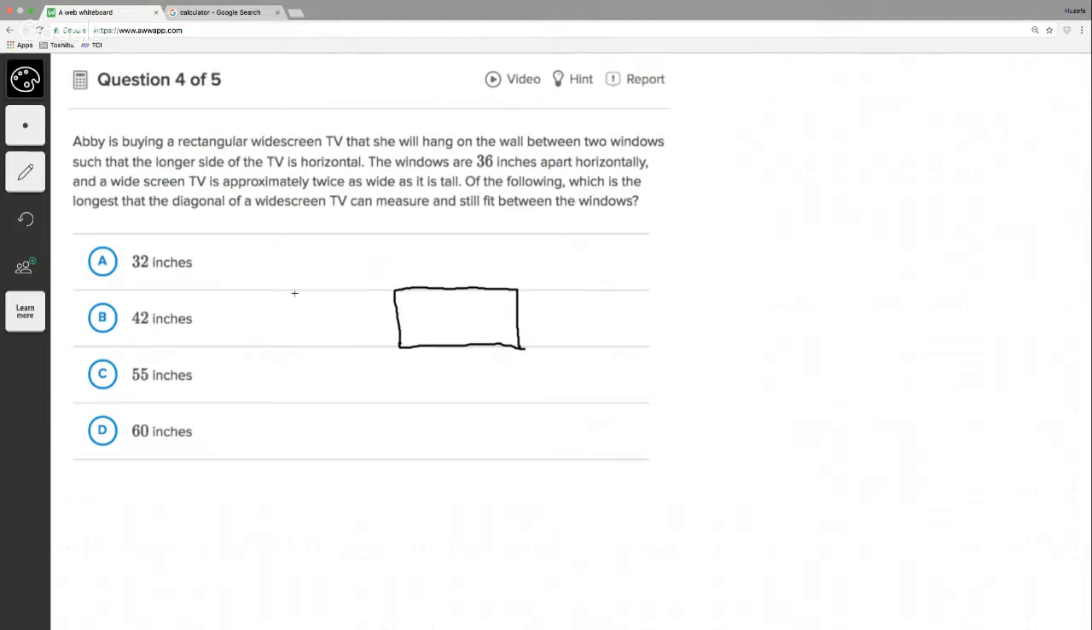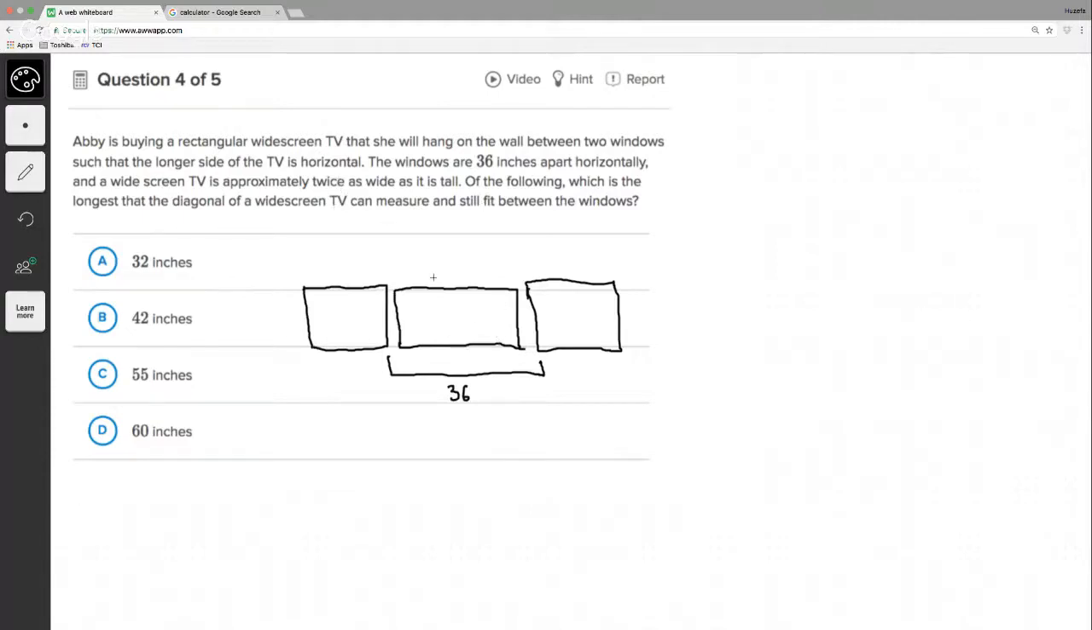Oh, and between two windows, we gotta draw, like this. Here's our windows. The windows are 36 inches apart horizontally, so that from here to here is 36 inches. And a widescreen TV is approximately twice as wide as it is tall. Which of the following is the longest that the diagonal of the widescreen TV can measure and still fit between the windows?